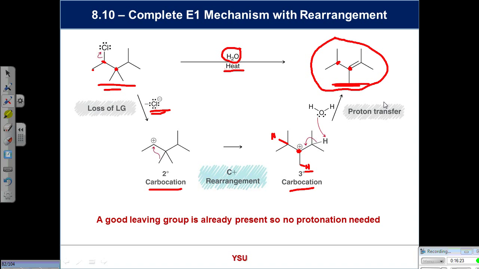And how do you do that? You look at the product. You compare it with the starting material, and if they have different skeletons, they must have undergone a rearrangement.